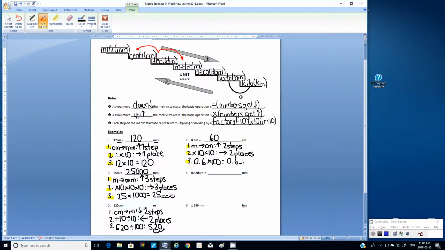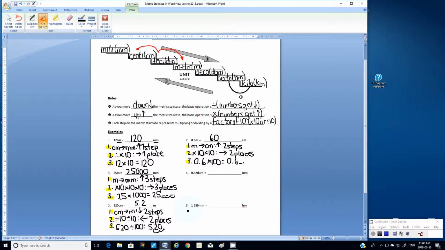So what do you think the proper form of the answer is going to be? 520 centimeters equals 5.2 meters. Remember, we do not put in the 0. A 0 can't be the last number in a decimal answer. Okay, so we did one question where we moved in the opposite direction on the metric staircase. So let's do one more together.